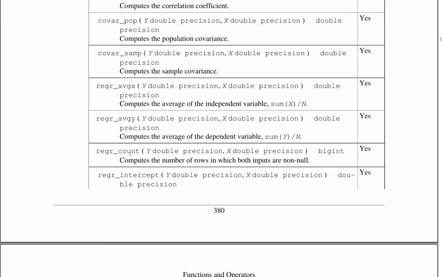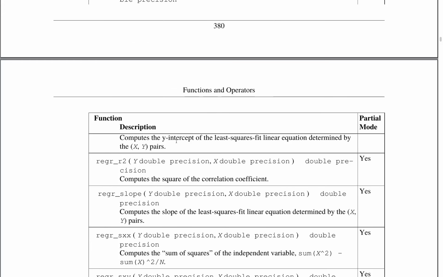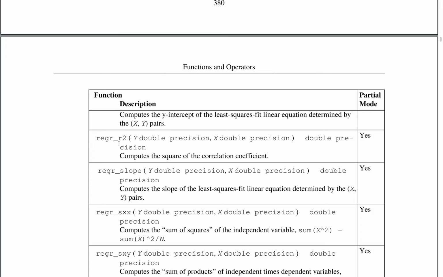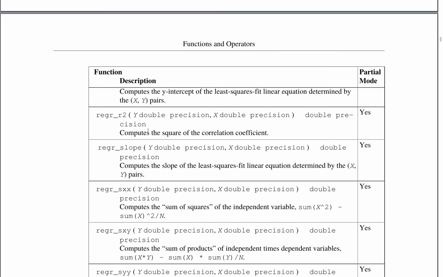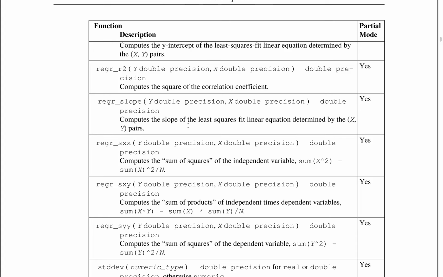Then we have regr_count, which computes the number of rows in which both inputs are not null. Then we have regr_intercept, with the same input and output, which computes the y-intercept of the least-squares-fit linear equation determined by the x, y pairs. Then we have regr_r2, with the same input and output parameters, which computes the square of the correlation coefficient. We have regr_slope, which computes the slope of the least-squares-fit linear equation determined by the x, y pairs.